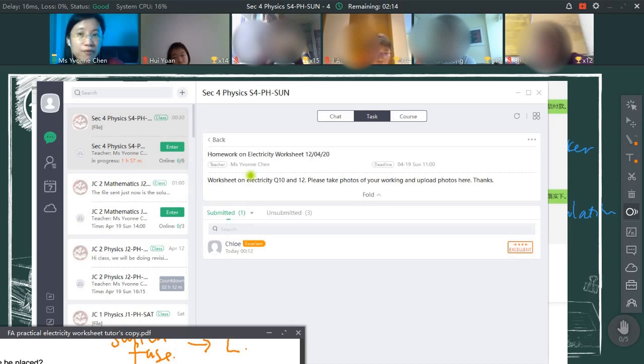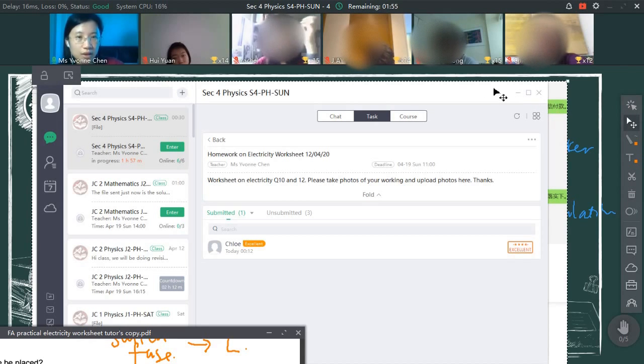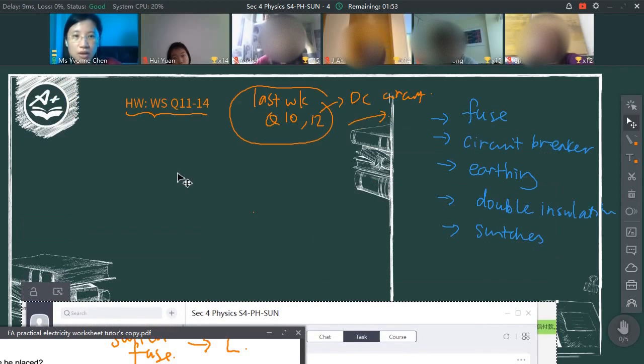We have spent quite a few lessons on electricity, so I most likely will do revision only. We won't go through the whole lesson to do the question. So please upload your working here. It's under task. So for the lesson today, I'll remove this first. What we've done is practical electricity.